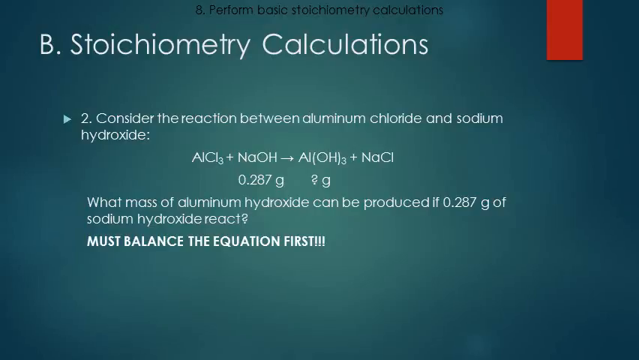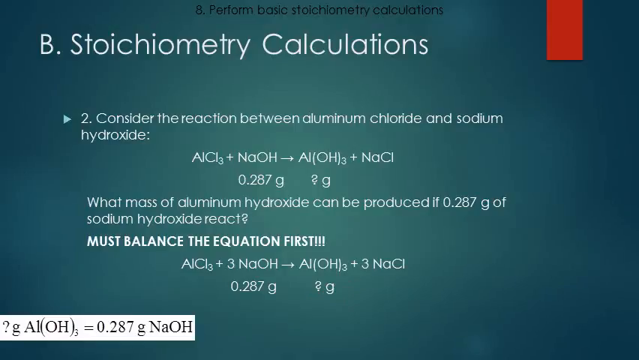Okay, I assume you've had a go at balancing the equation. If you've done so correctly, this should be the balancing that you get. We should have 1 mole of aluminum chloride reacting with 3 moles of sodium hydroxide to give us 1 mole of aluminum hydroxide and 3 moles of sodium chloride. Now that we have a balanced equation, we can perform our calculation. Notice this is the same labeling as from above. We have 0.287 grams of sodium hydroxide reacting, and we're looking to find the mass of aluminum hydroxide that's produced.